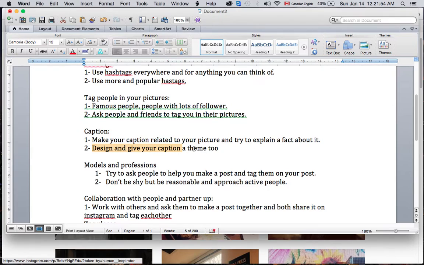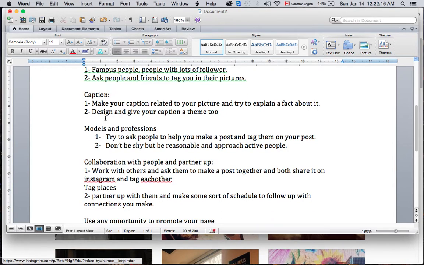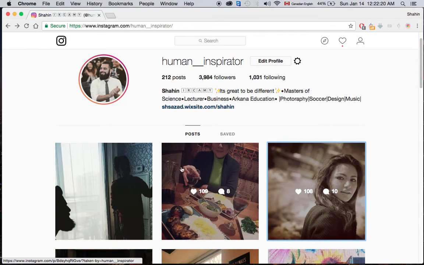So I talked about having a theme on your caption as well. This is somehow related to tagging people. Try to have some positions and professions in all your posts. So in every post that you create, try to have some people to help you. I'm going to talk more about that in the collaboration section. But for example, when you take a picture like this, you have a lot of opportunities to involve more people connected to your picture.